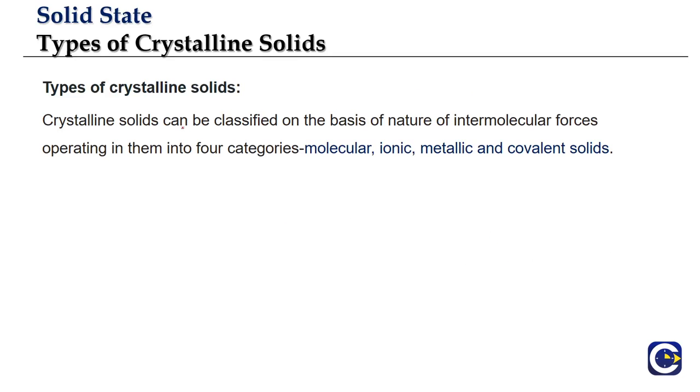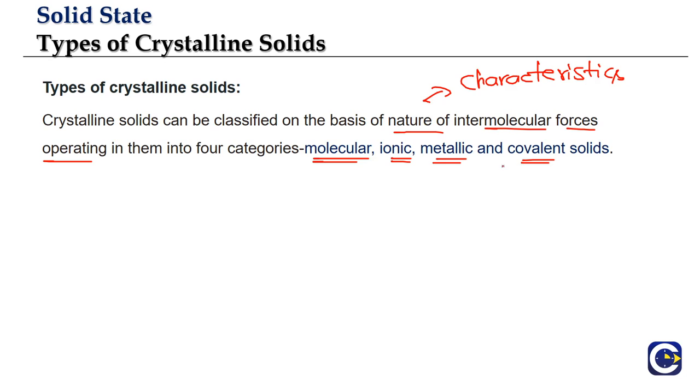So if you look at the classification of the crystalline solids based upon the nature of intermolecular forces, one of the main properties that defines the characteristics of these substances will be the intermolecular forces. What kind of intermolecular forces operate between the particles? Based upon that we will classify the crystalline solids into molecular, ionic, metallic and covalent.